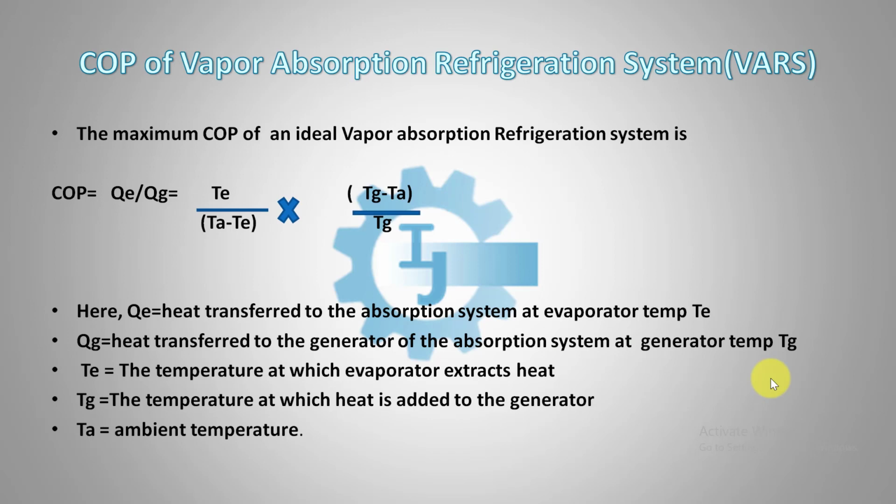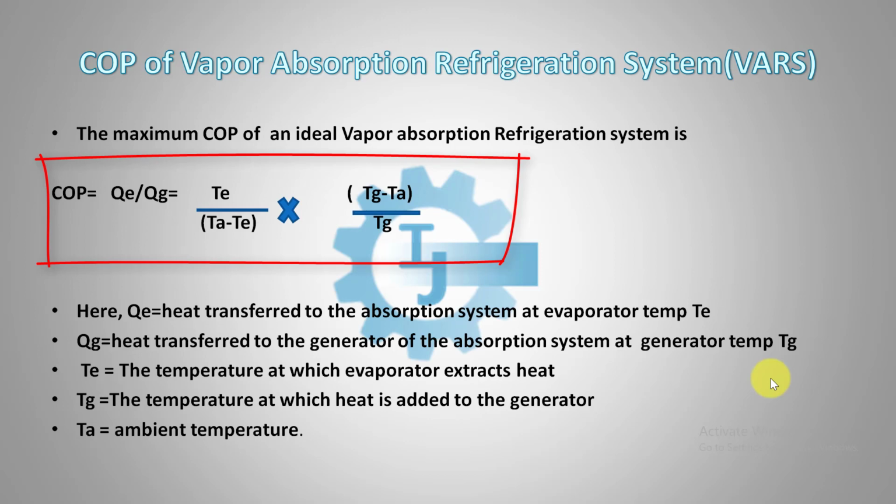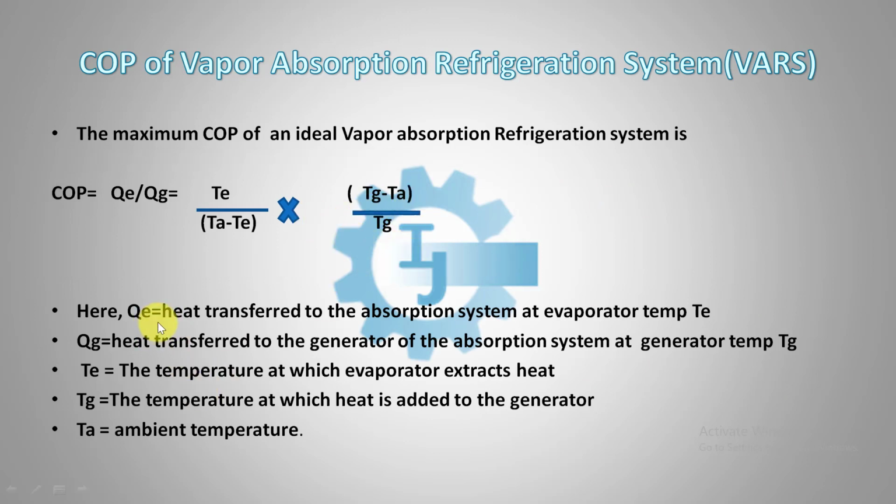Next, we have to know what is the COP of the vapor absorption system. The COP is QE by QG, that is TE by TA minus TE into TG minus TA by TG. So what is QE? QE is the heat transfer to the absorption system at evaporator temperature, that is TE. QG is the heat transfer to the generator of the absorption system at generator temperature TG.